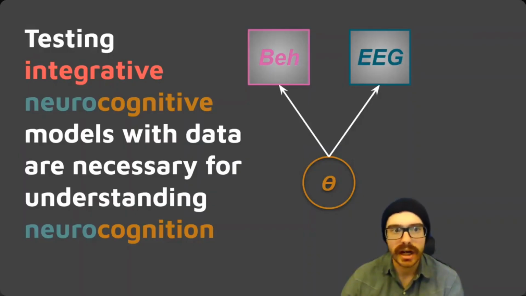Okay, so in general, testing these neurocognitive models against data is absolutely necessary for understanding neurocognition. So it's my job to develop these models before testing them against data.